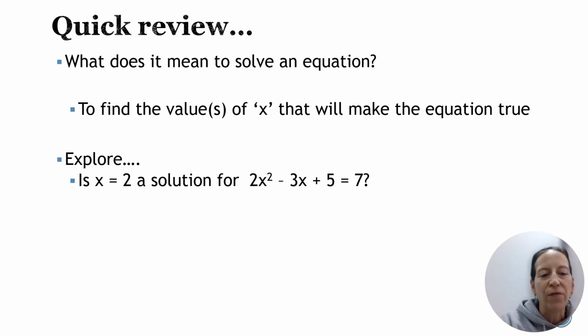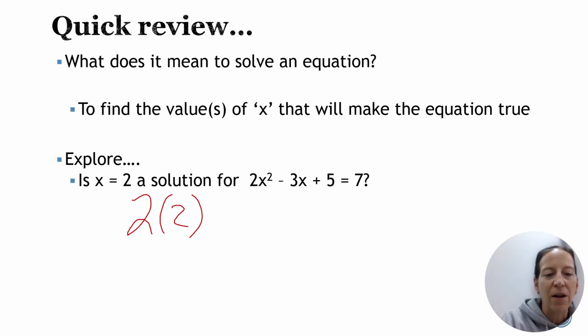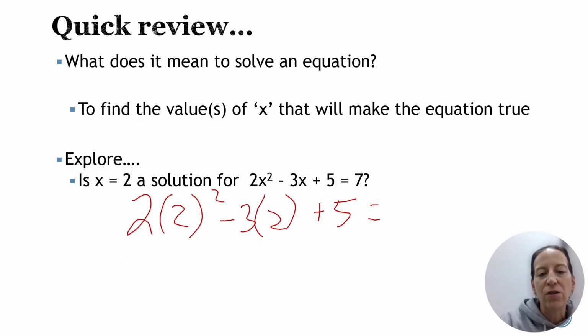So what we're going to do to figure out if this is a solution is turn on the pen. I'm lucky that did not advance the slide. Okay. So we're going to plug in 2 times 2 squared minus 3 times 2 plus 5. And what we want to know is, is that equal to 7?